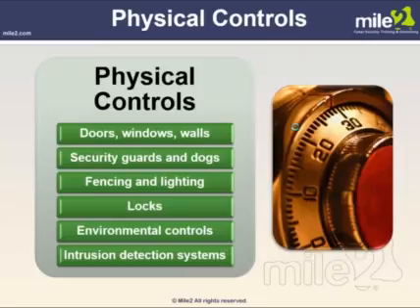And of course, the physical controls, right? Your doors, windows, walls, and so forth. How are they put together?